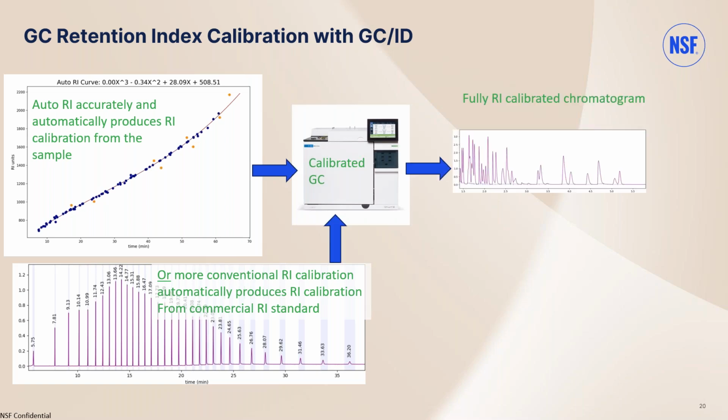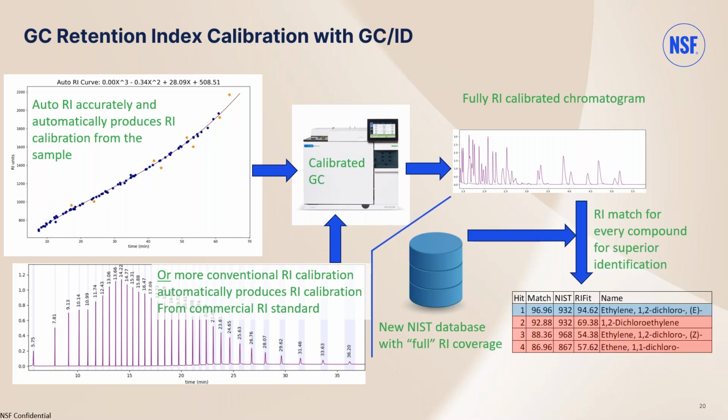Then once you have a calibrated GCID or GC, any unknown peak that you detect from your sample can be assigned a retention index based on the calibrated standard. And as we saw on the previous slide, this is the primary factor for how it determined the difference between the E and Z isomers. The retention index fit were significantly different.